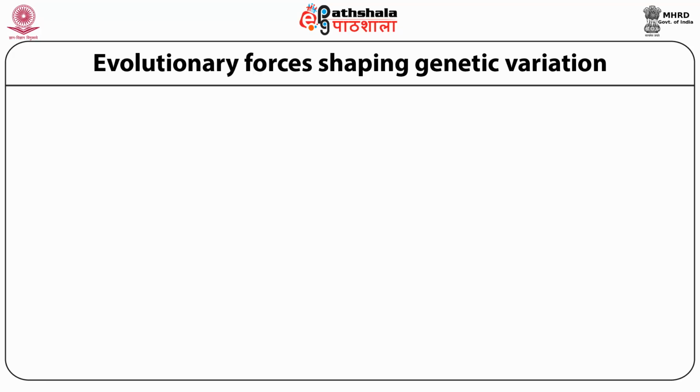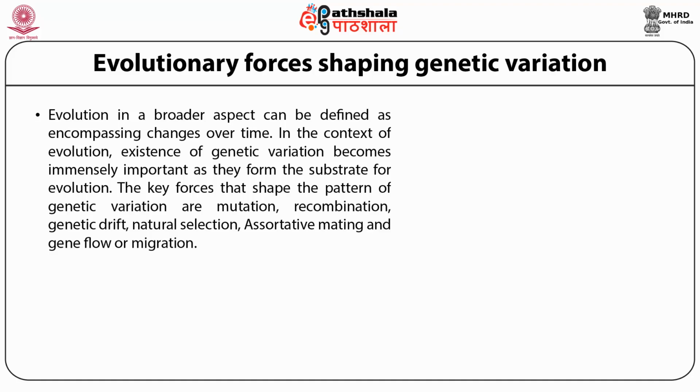As we know, evolution in a broader aspect can be defined as encompassing change over time. In the context of evolution, the existence of genetic variation becomes immensely important as it forms the substrate for evolution. The key forces that shape the pattern of genetic variation are mutation, recombination, genetic drift, natural selection, associative mating, and migration. The first one, which we are going to understand, is recombination.